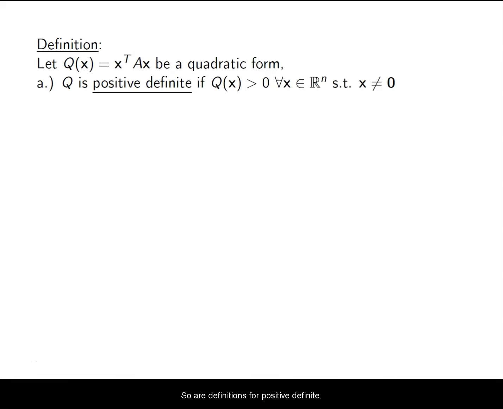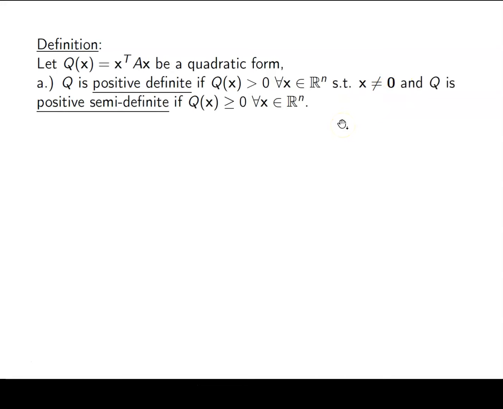So our definition for positive definite is that our quadratic form is positive definite if it is larger than 0. It has to be positive for all x in my domain, okay? As long as x is not 0, right? Not the 0 vector, okay? That basically just means that my quadratic form is always positive, and it'll never be 0, unless I was to plug in the 0 vector, okay?